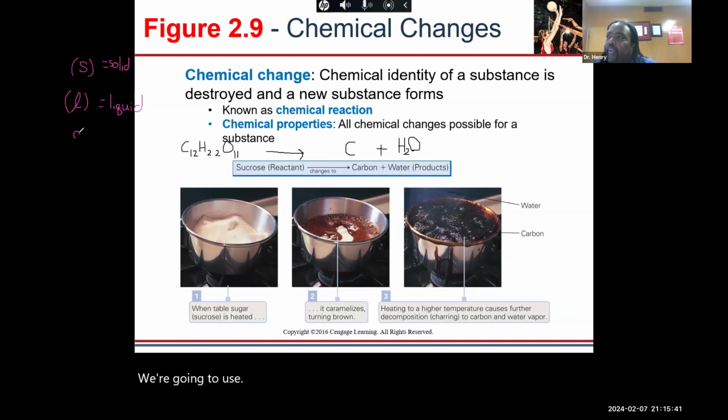And if it's a gas, we're going to use G. And if we dissolve it in water, we're going to use AQ for aqueous. Some people say aqueous.